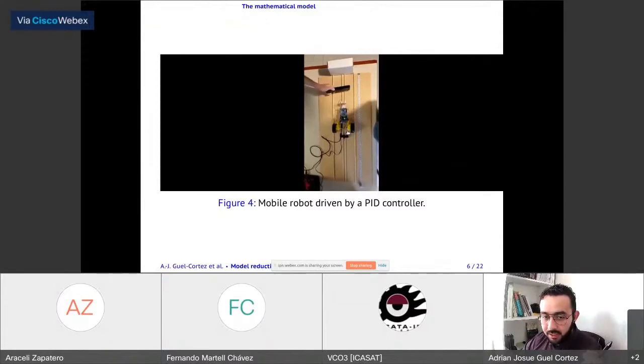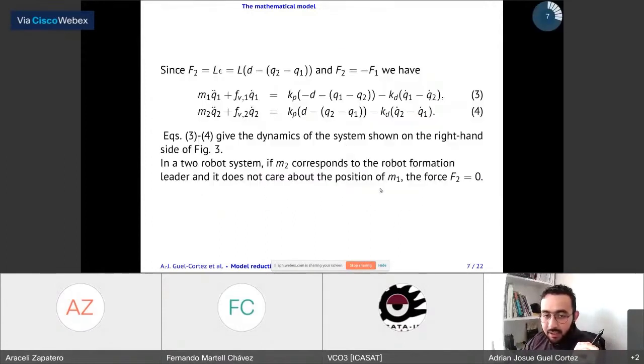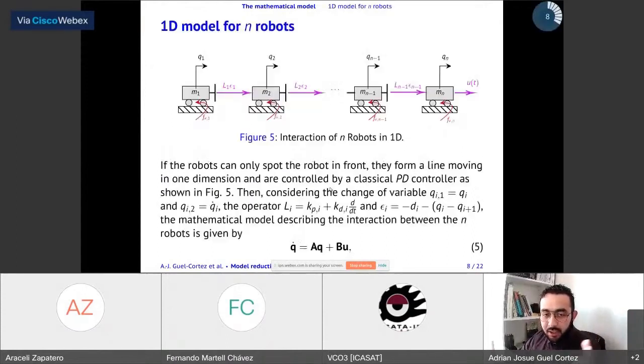So if we analyze this simple robot, it can see what is in front of it, but not what is behind it. And the idea is that I can generalize the mathematical model using this simple rule, that the robot can see only what is in front of it, but not what is behind it, and it's moving in one dimension, to create a generalized model for N robots. Okay. And the good thing about this generalized model is that it's linear.